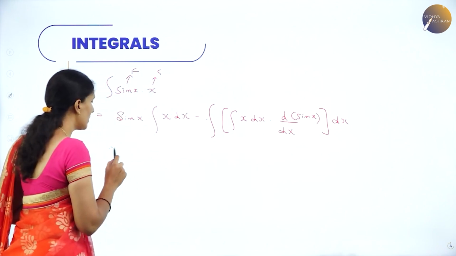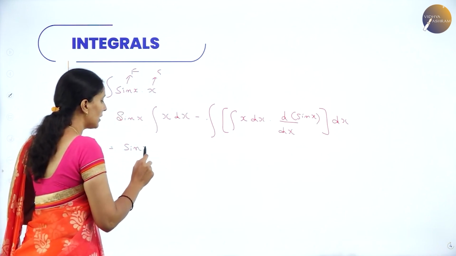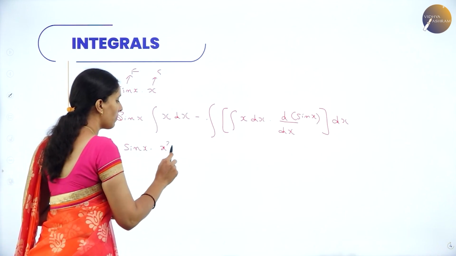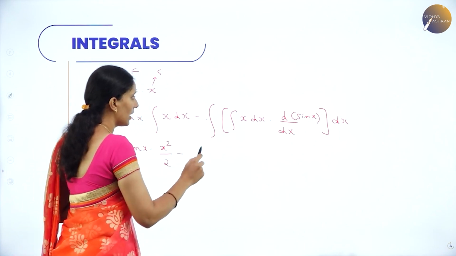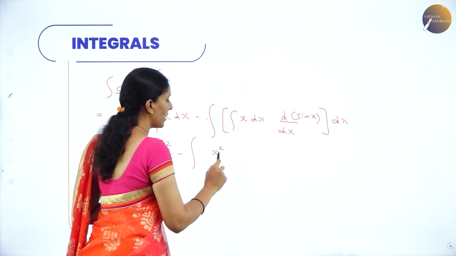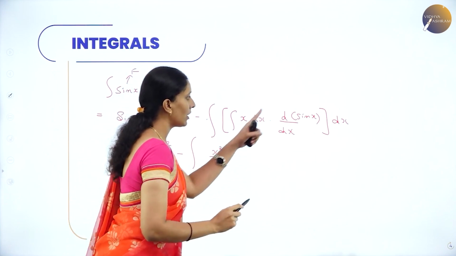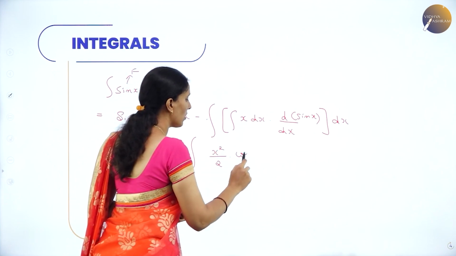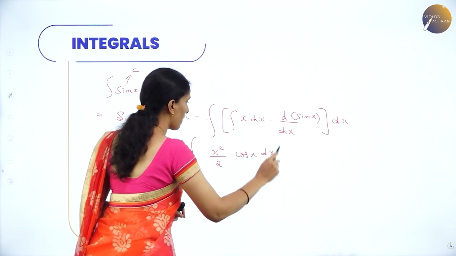Now let us take x sin x. What is the integral of x? x square by 2. Again here, what is the integral of x? x square by 2. What is the derivative of sin x? It is cos x into dx.